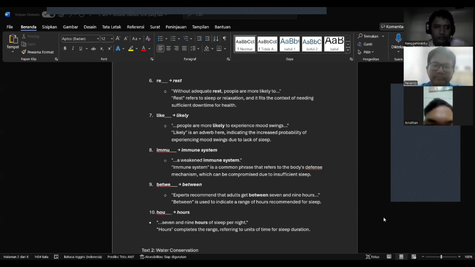Between. Experts recommend that adults get between 7 and 9 hours of sleep. Between is used to indicate a range of hours recommended for sleep. Hours, 7 and 9 hours of sleep per night. Hours completes the range, referring to units of time of sleep duration.